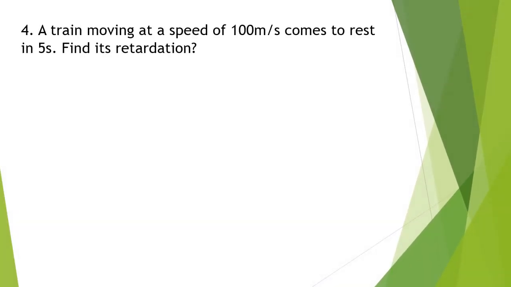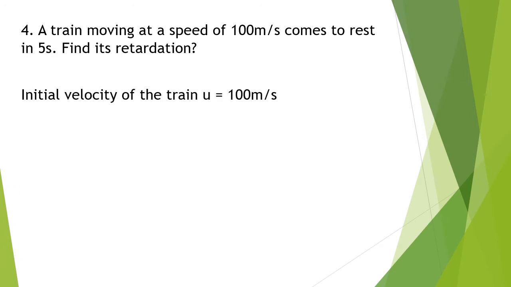A train moving at a speed of 100 meter per second comes to rest in 5 seconds. Find its retardation. So children, read the question and understand the data. Here they have given the speed in the form of velocity. So the thing that is given here is its initial velocity, that is 100 meter per second. So u is 100 meter per second. It comes to rest. That means its final velocity v is equal to 0. Time is 5 seconds. So there is no need of any conversion since the velocity and the time are in SI units.